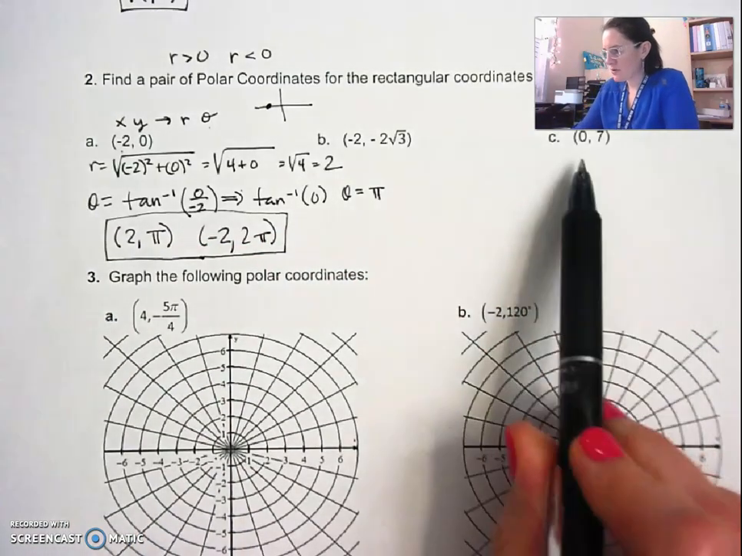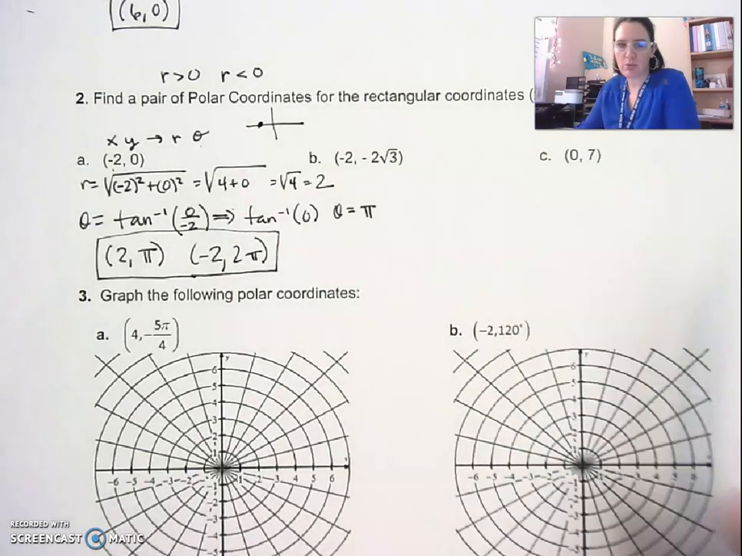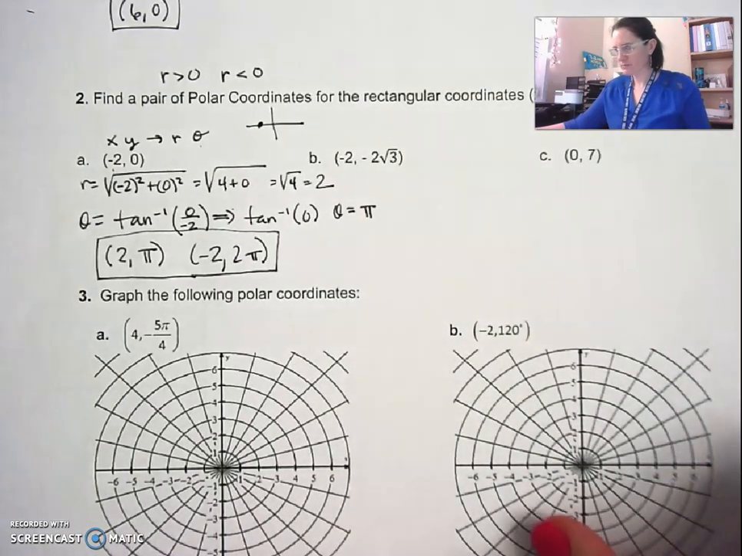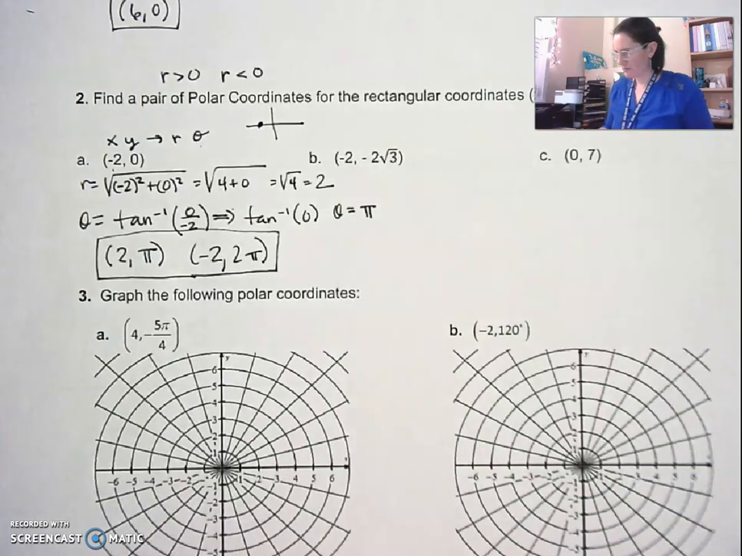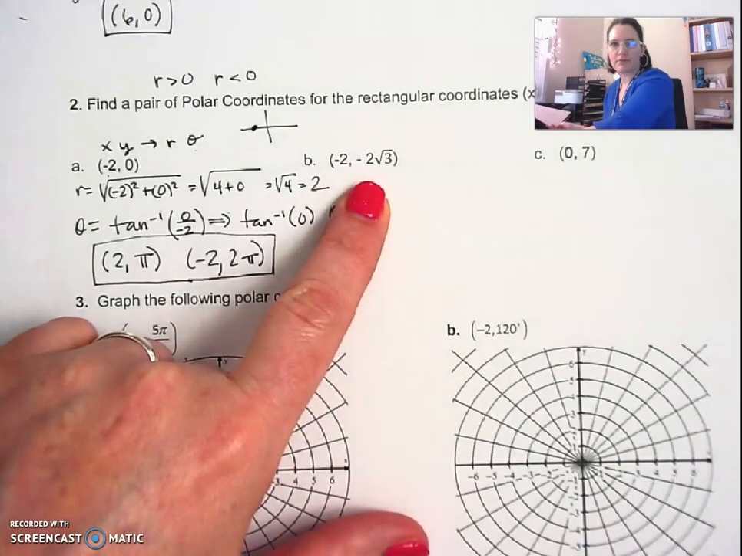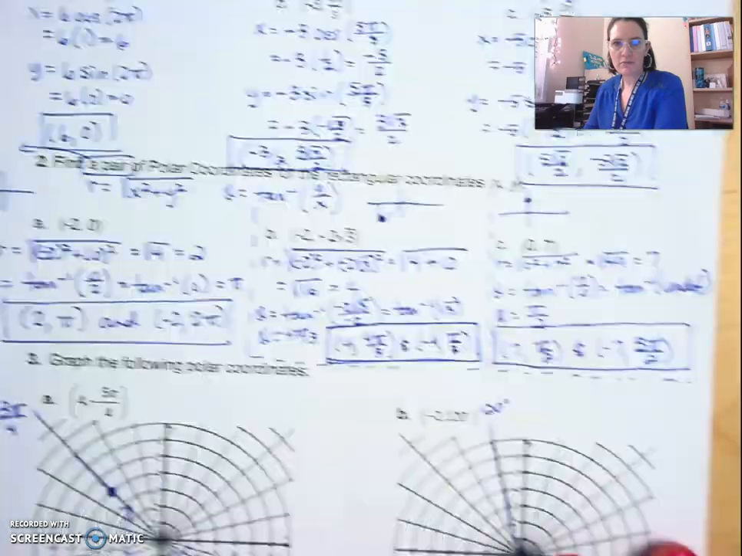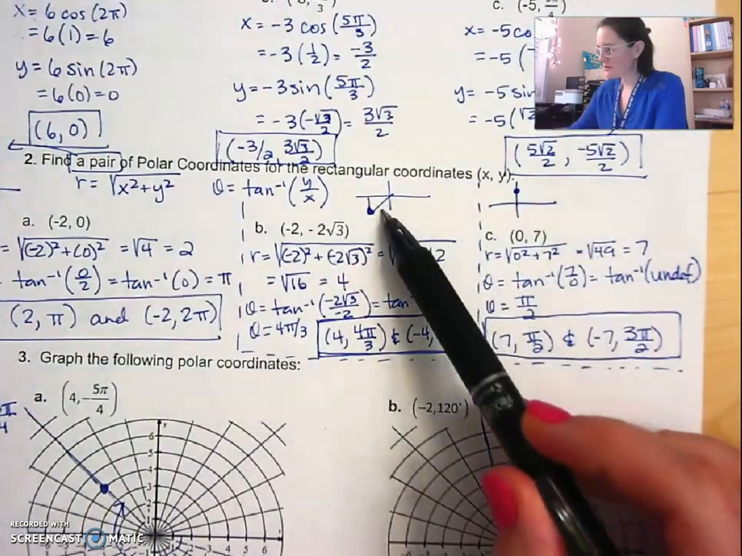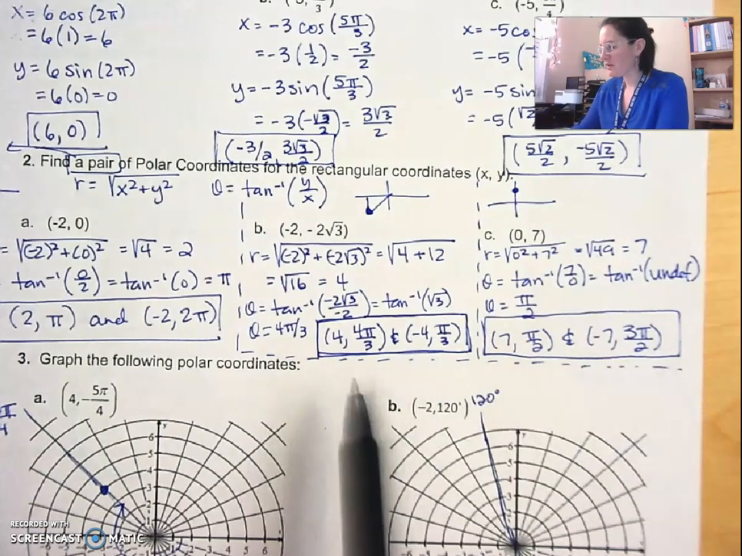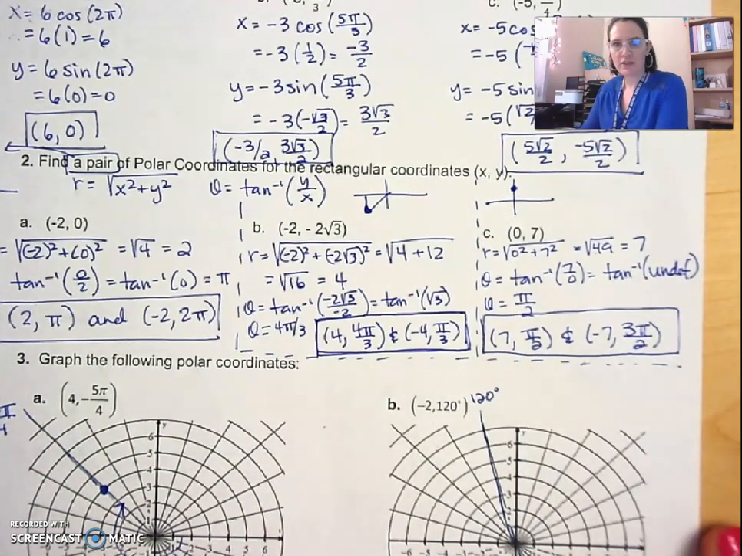So you take a minute and try C. Pause your video and try to convert (0, 7) to polar coordinates. And then, oh, and B also. Right here is my work for those two problems. I have my reference angles drawn here, so you know which one to start with when r is positive. So pause your video and check your work with mine.